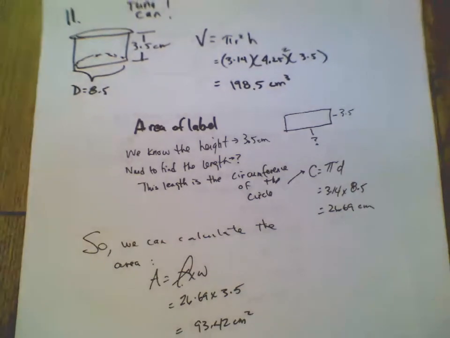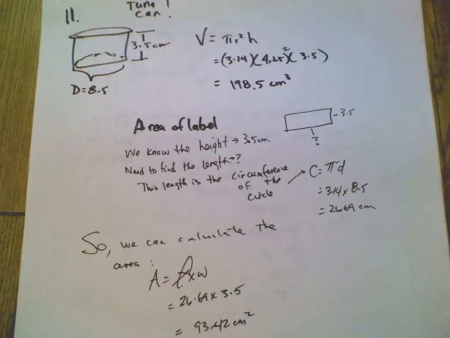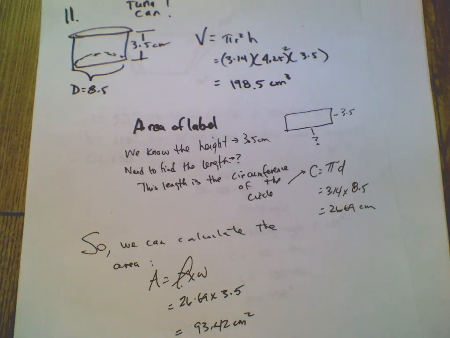Circumference equals pi d, 3.14 times 8.5, okay? To get 26.69. So that's important because that's now my length of the rectangle. So then we come down to the bottom here, and then I just plug in my values. My area of a rectangle is going to be length times width. So 26.69 times the height, which is 3.5, and I get 93.42 centimeters squared.